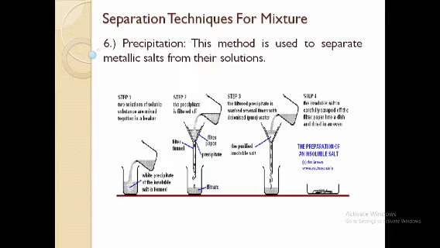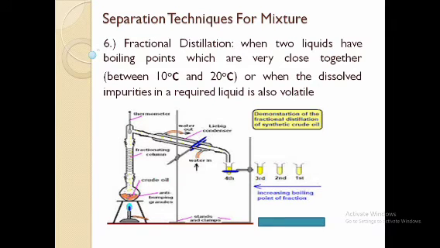Now, before that, let's look at the applications of fractional distillation. It is used in the separation of air into oxygen and nitrogen. It is also used in the separation of crude oil into petroleum, paraffin, cooking gas, and the likes. It is also used in the manufacture of spirits, gin, and alcohol.